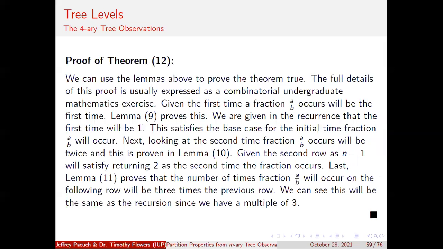So how can we prove this true? Well, the lemmas give us the ideas of the full details already. They kind of prove the ideas for us. Lemma 9 proved it occurs for the first time once. Lemma 10 proved the second time it occurs will be twice. And then after that, Lemma 11 will prove that after the second occurrence, it'll occur 3 times the previous row. And then we know the recurrence. If we go through and look at a base case and see it's a multiple of 3, it'll also follow this 3 times the previous row pattern. And it is proven to be true.